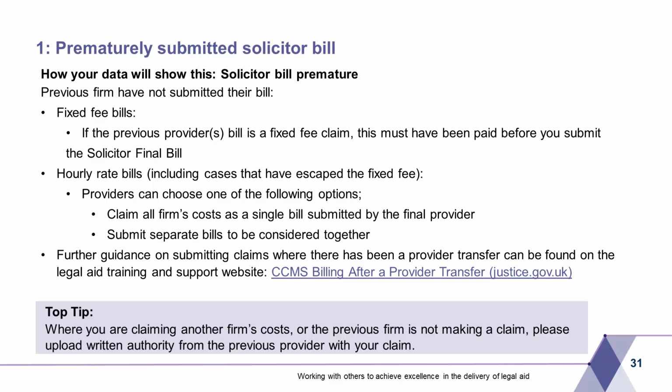Further guidance on submitting claims where there's been a provider transfer can be found on the provider billing after transfer of provider guidance, which is linked in the relevant slides here. And that sets out the various scenarios for family cases, non-family, for fixed fee and hourly rates, and how each type of bill should be submitted.